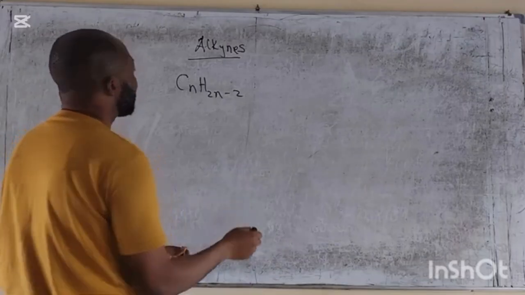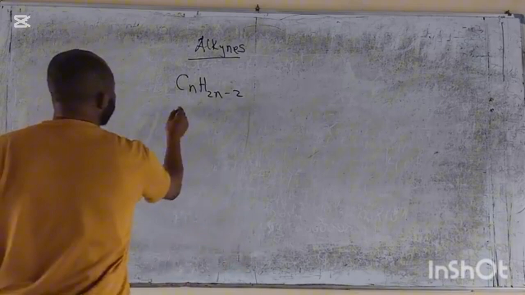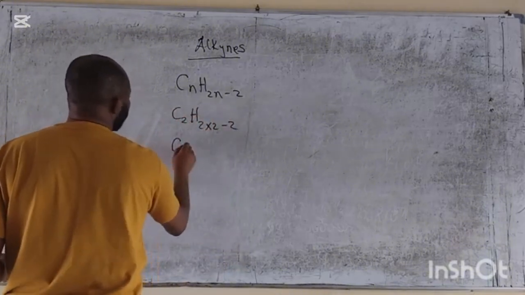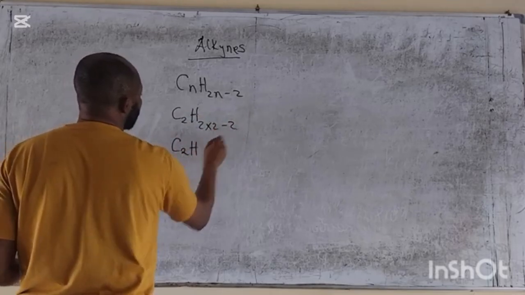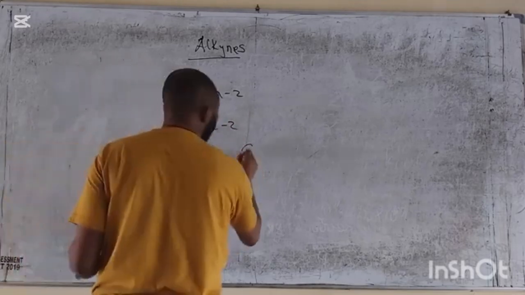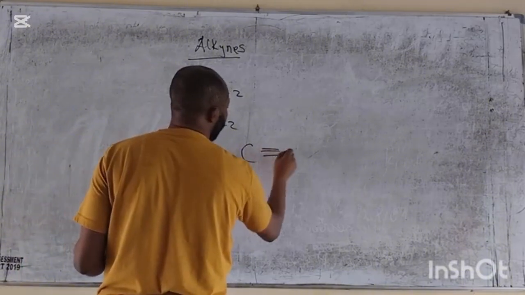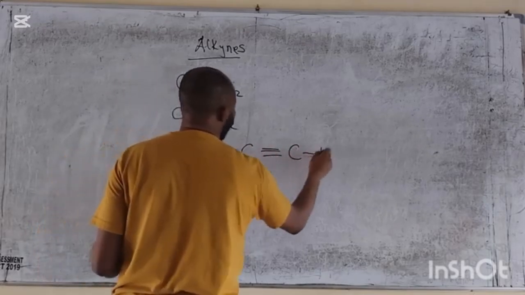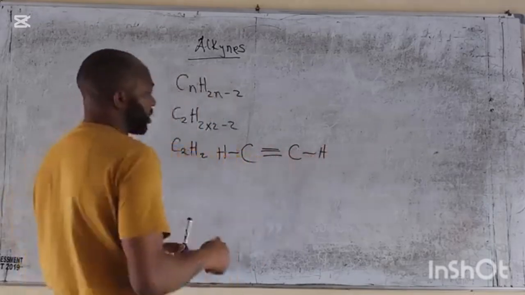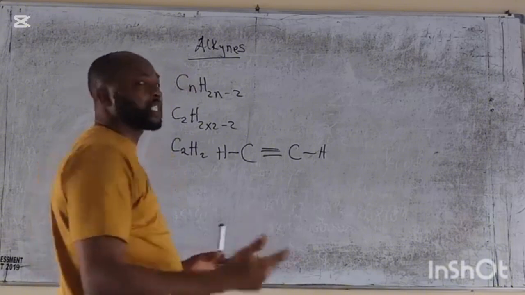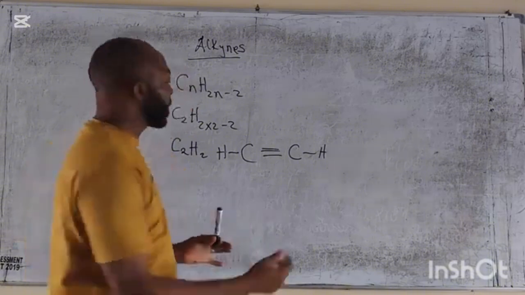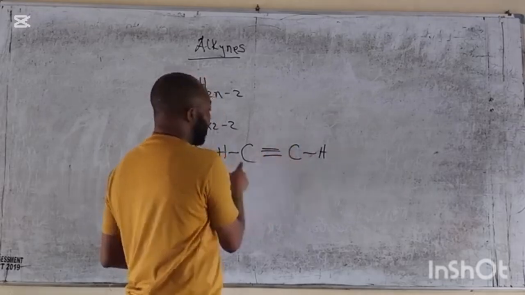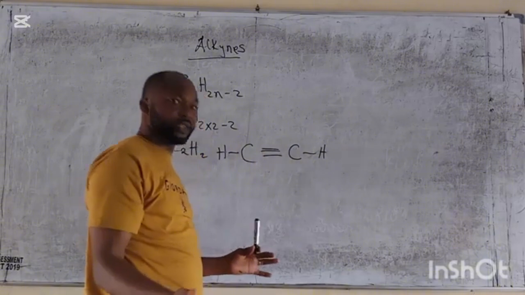So let's take ethyne, which is 2. If I have C2, H2 times 2 minus 2, this will give me C2, H4 minus 2 is 2. So the structure now becomes carbon triple bonded to carbon, with 1 hydrogen on each. There are 2 hydrogens, so this is 1 and this is 1. So this is our first member, ethyne. And we say carbon is tetravalent. Let's check that. This is carbon. We have 1, 2, 3, 4. So this is complete. Carbon is tetravalent.